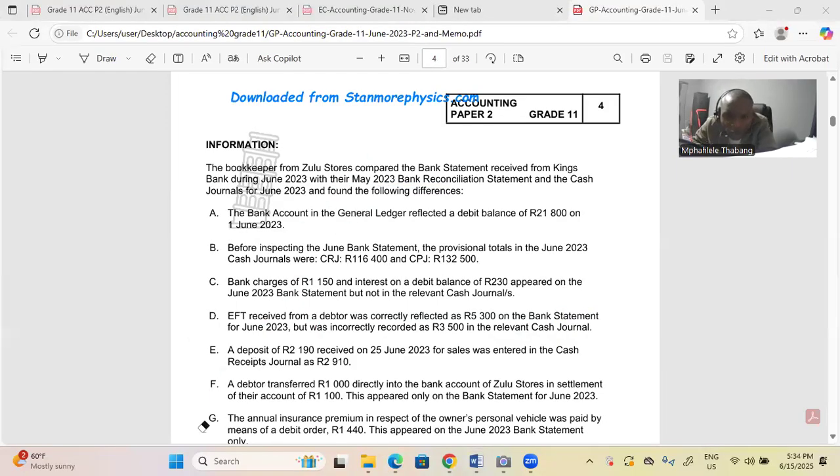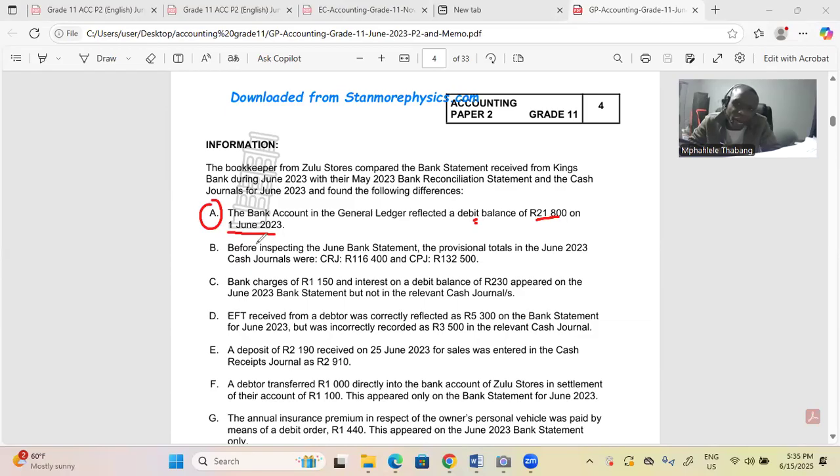Okay. Now we are going to the information. Let's use this information. That was information B. Let's just read information A as well. The information A says the bank account in general ledger reflected a debit balance of 21,800 at the beginning of the month. 1 June 2023 is the beginning of the month.